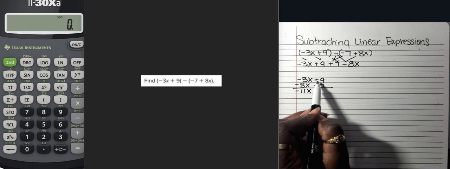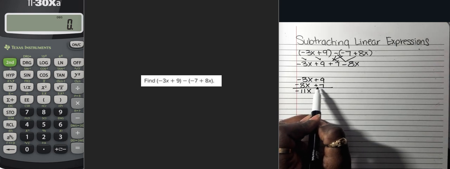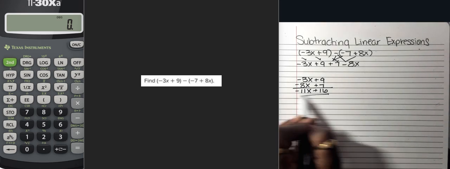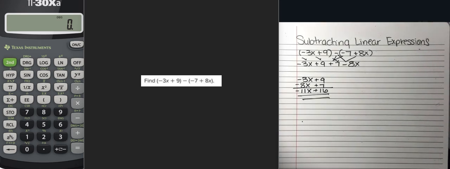Okay. And then we have a positive 9 and a positive 7. So again, you're going to add those. So that becomes 16. They're both going in the positive direction. So it would be plus 16. So this is your answer.